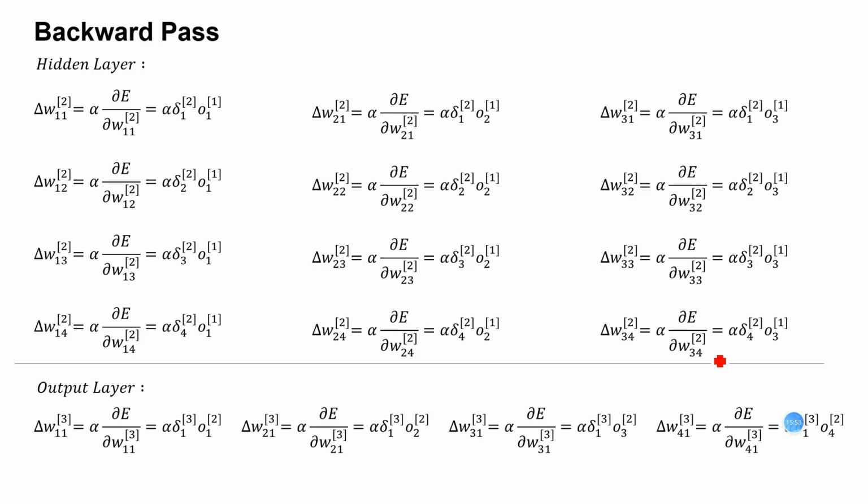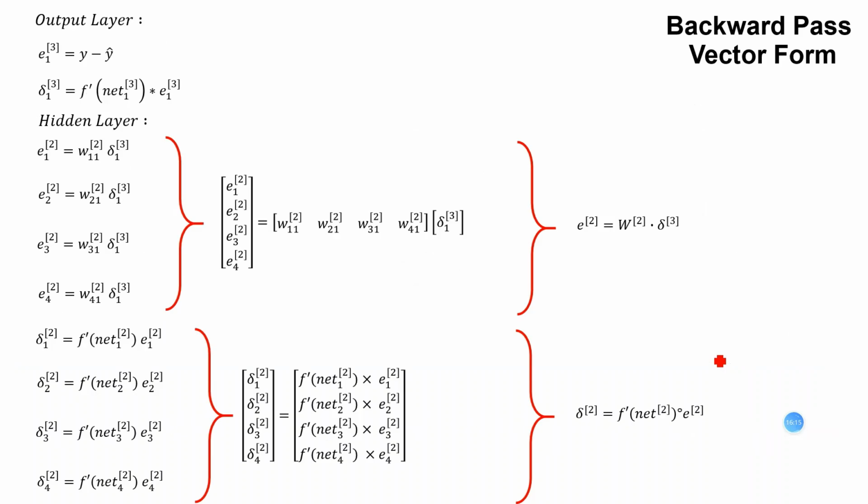So for the backward pass, for each node and each block of the hidden layer, the way to get the answers is the same, and also for the output layer. The way to get it is exactly the same as what I have explained. So this is the backward pass in vector form. As we already know, firstly for the output layer the local error is equal to y minus y hat, and delta 1 is actually the local gradient. The local gradient of the output layer is f prime net 1 of the output layer times the local error of the output layer.